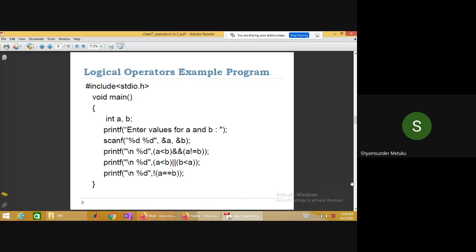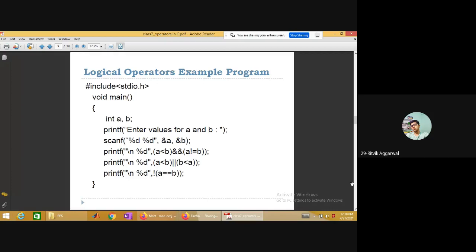Again, the first 3 lines have no change compared to the previous program. You are reading the data into variable A and variable B, where A is 5 and B is equal to 10. Now I won't tell anything. You only mention what will be the output of the first printf. Please go on, don't take much time. What will be the output of the first printf when A is equal to 5 and B is equal to 10?